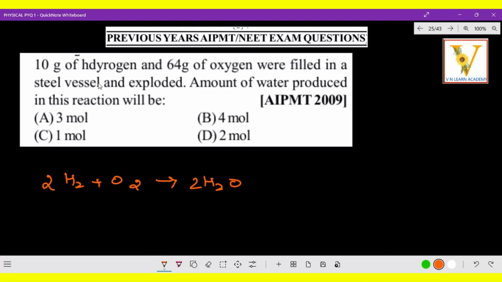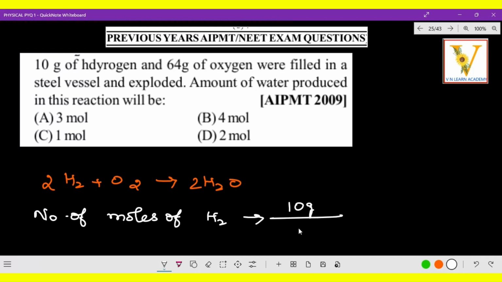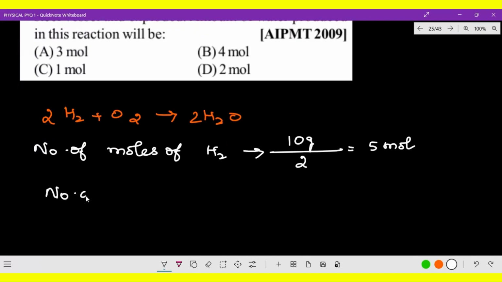Now let us find out the number of moles. Number of moles is given mass divided by molecular mass. So number of moles of hydrogen is 10 gram divided by the molecular mass of hydrogen, 2. How much will you get? 5 moles. Now the number of moles of oxygen: 64 gram, it has mentioned very clearly, and the molecular mass of oxygen is 32. So very easy, this is 2 moles.